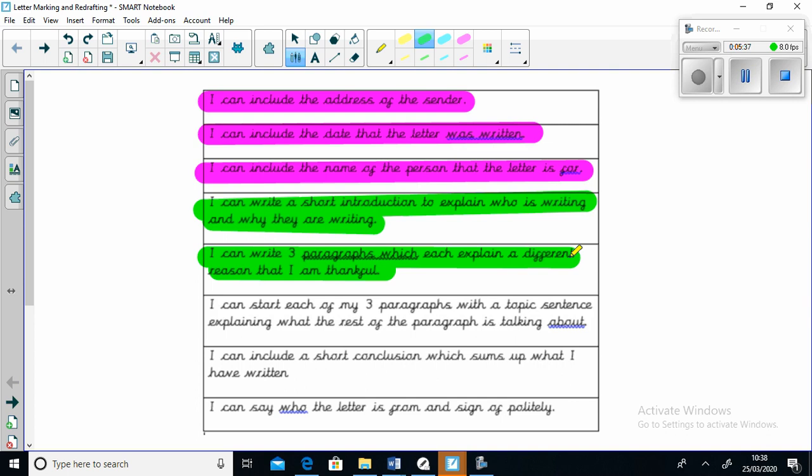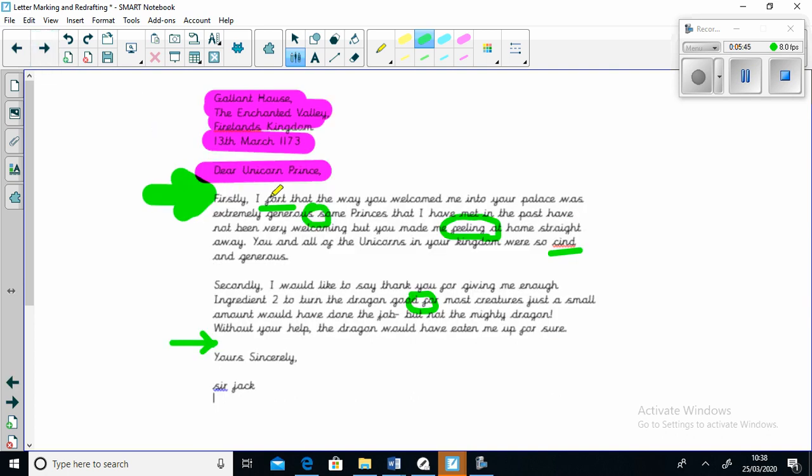I can start each of my 3 paragraphs with a topic sentence explaining what the rest of the paragraph is about. Let's have a look at the first sentence. Firstly, I thought that the way you welcomed me into your palace was extremely generous. So that whole paragraph is all about him being generous. So that first sentence, we could describe as a topic sentence, and highlight it in pink. It's because it shows what the whole rest of the paragraph is about.